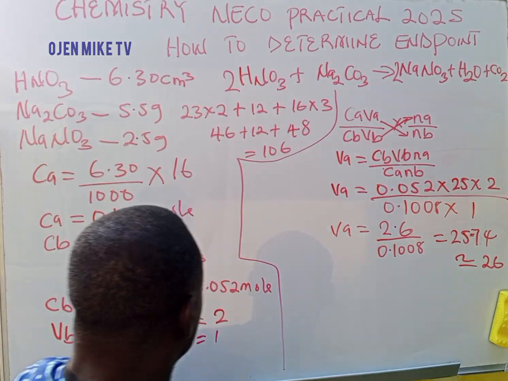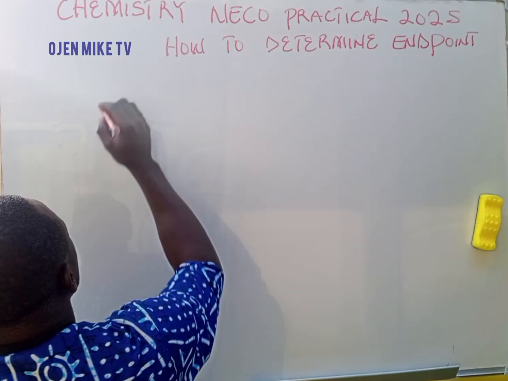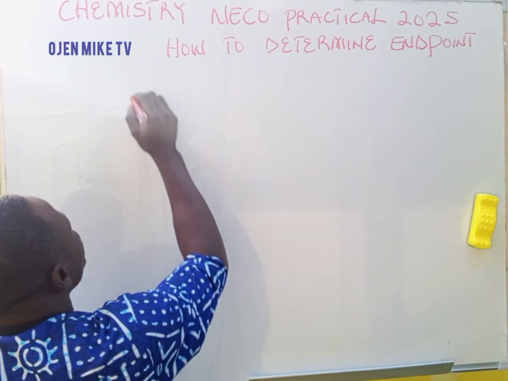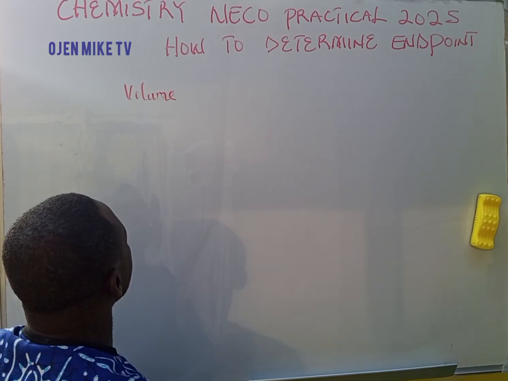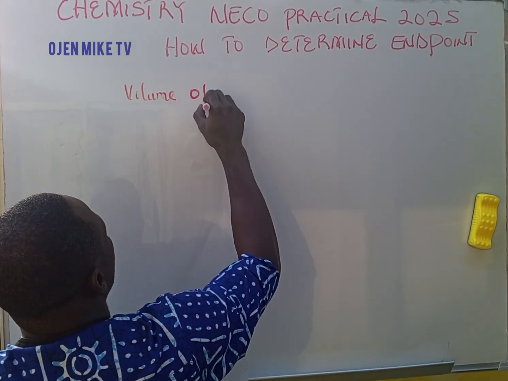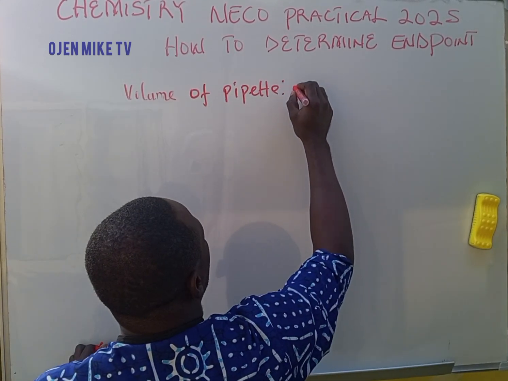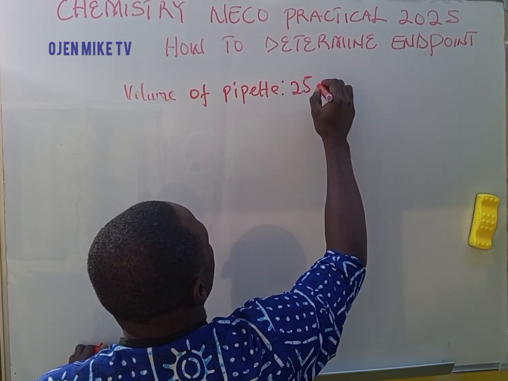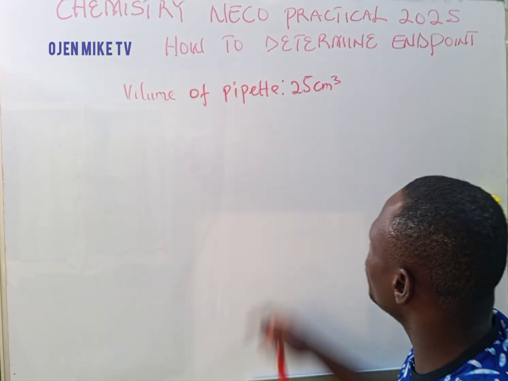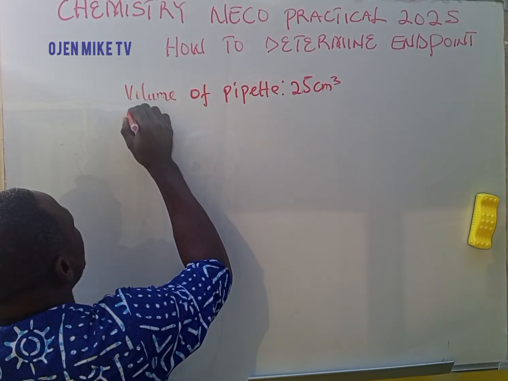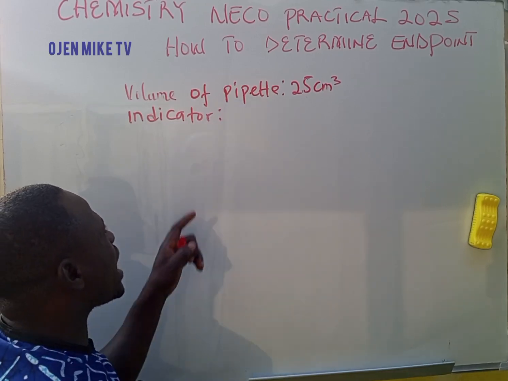I'm going to wipe the board. Look at the approach. I'm going to wipe the board and set this one, it is 11 marks. So what you are going to do, on top of the table, first thing you are going to write is volume of prepared. Volume of prepared, write what? 25 cm cube. That is what you use in pipetting. Then the indicator. So you must write the indicator.